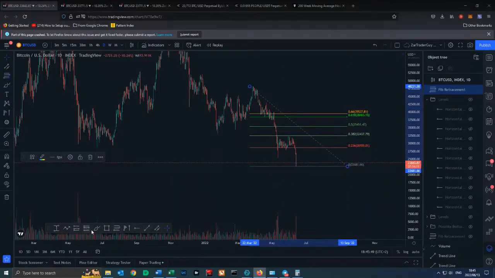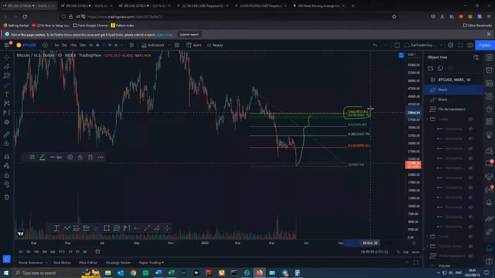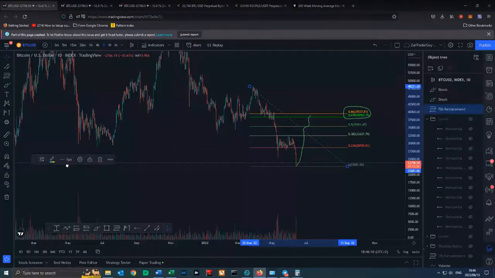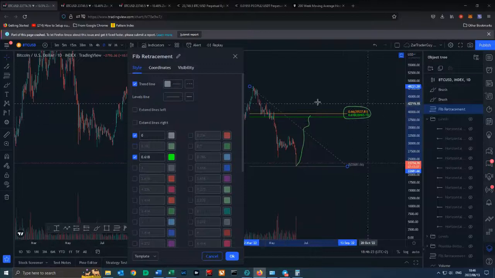So if price starts bouncing off this area here, we could see a move all the way up to what we call the golden pocket. That's the 0.618 and 0.66 Fib. If I click on this Fib retracement, I can go to my settings, and you can select which Fib levels you want to see on your chart. So I could take all of those out and just put in the golden pocket area.